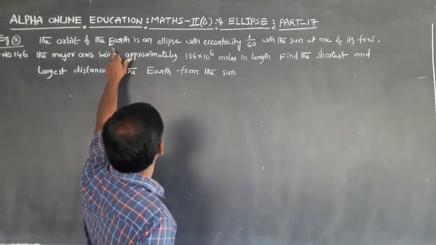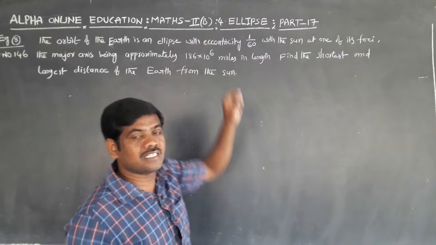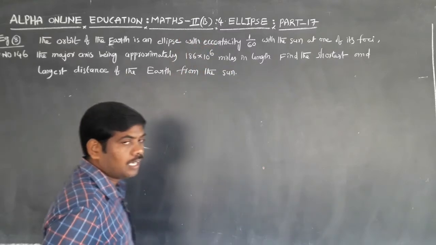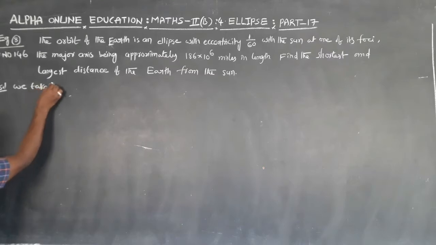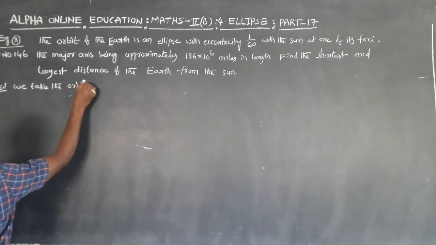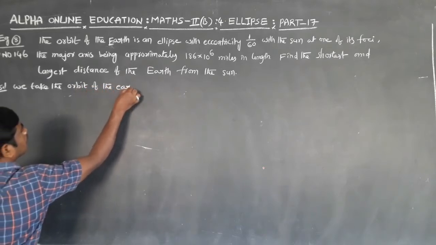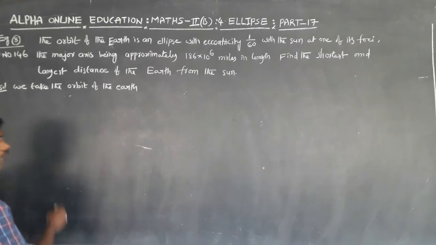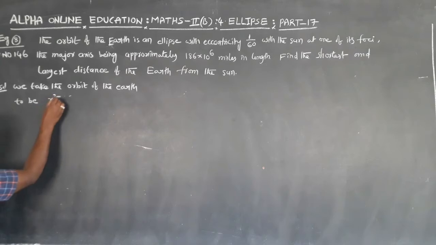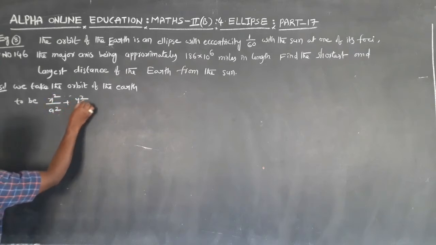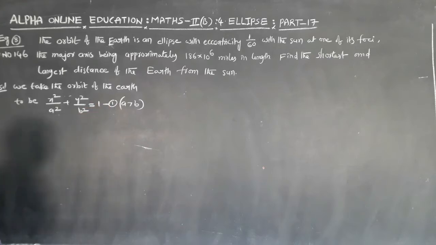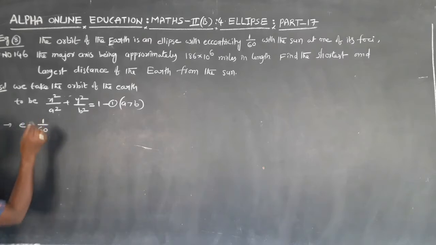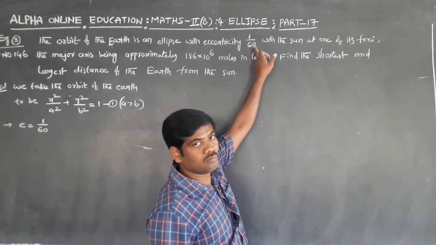Here the orbit of the earth is taken in the shape of an ellipse: x square by a square plus y square by b square is equal to 1, where a is greater than b. Eccentricity is equal to 1 by 60.